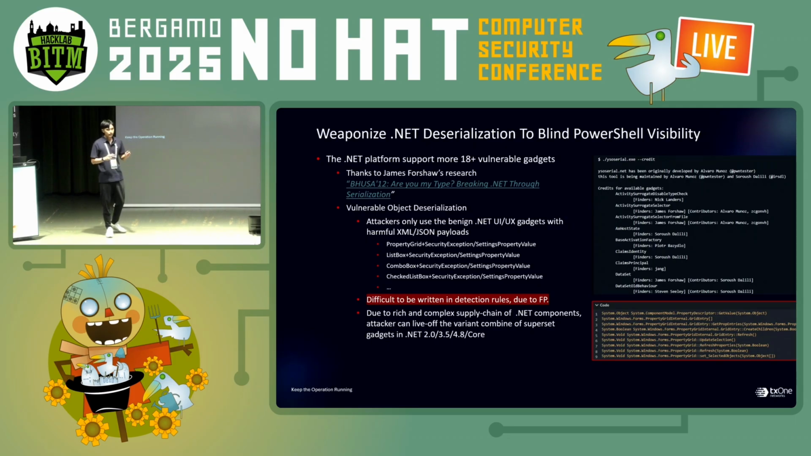So we understand that we can use the .NET deserialization workflow to hide our payload. And thanks to the previous .NET deserialization research, we have over 18 vulnerable gadgets that could be used. And it is hard to detect this kind of payload because there are too many combinations.